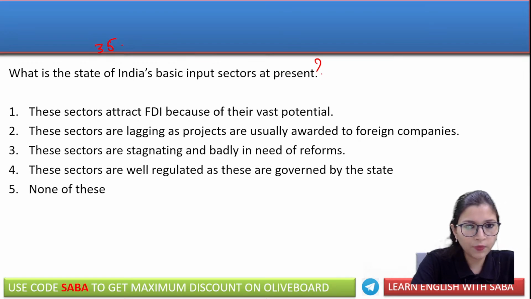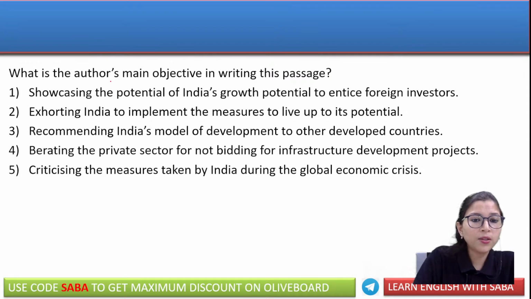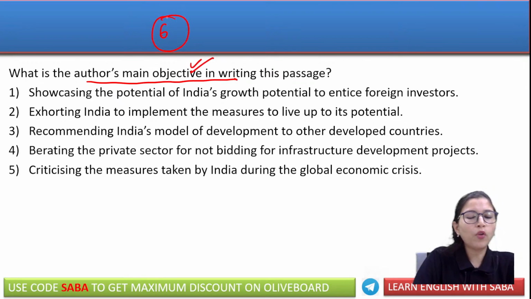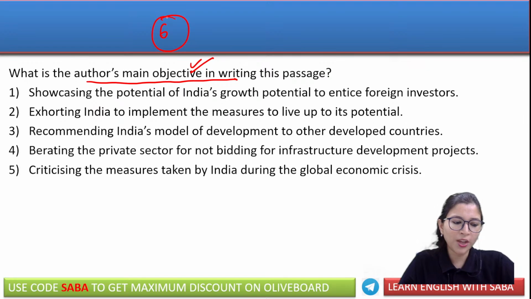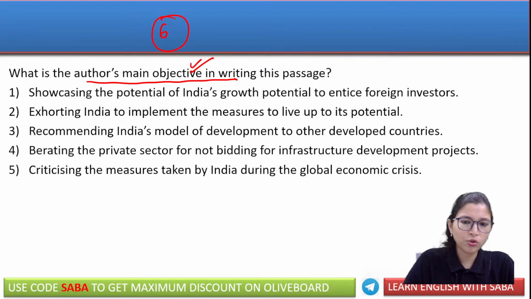Yes, Akash, it will be there in your examination also. What is the author's main objective? Very, very important question. Objective. कोई कुछ ना कुछ एक तो पूछ ही लेता है एग्जाम में. So, what is the author's main objective in writing this passage? You have to give the answer. So, this is question number 36.